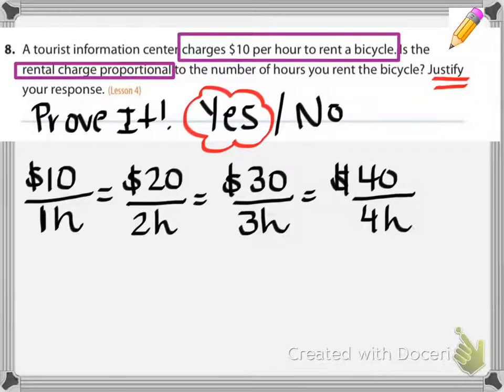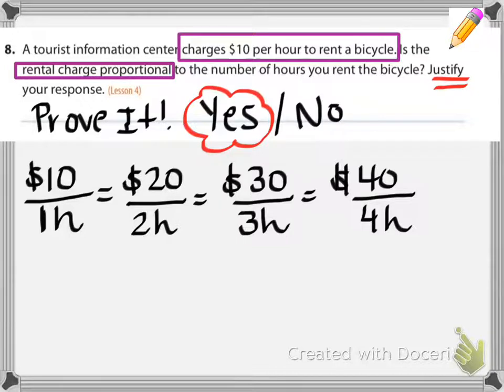It's asking if it's proportional. Goes with lesson 1.4. So you have to figure out if it's proportional, but you have to prove it. You have to be able to tell me, yes, it's proportional, and justify your work. That means prove it. Show me. Okay? Prove to me that, yes, it is proportional, or prove to me that, no, it's not.